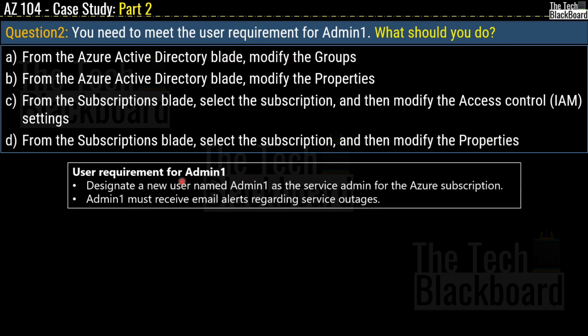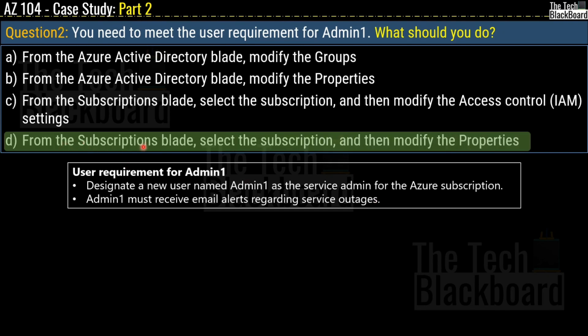So here, my friends, we can see that we are trying to fulfill two user requirements. The first one is to designate a new user named admin1 as the service admin for the Azure subscription. And the second one is that admin1 must receive email alerts regarding service outages. So friends, whenever you are given case studies, please read the requirement section very carefully. Microsoft will not clearly outline which user requirement it is talking about. It is you who has to make that decision. That's why I'm showing you how the requirements are mapped with the question and with the answer. So let's check out the answer for this question. It is option D: from the subscription blade, select the subscription and then modify the properties.